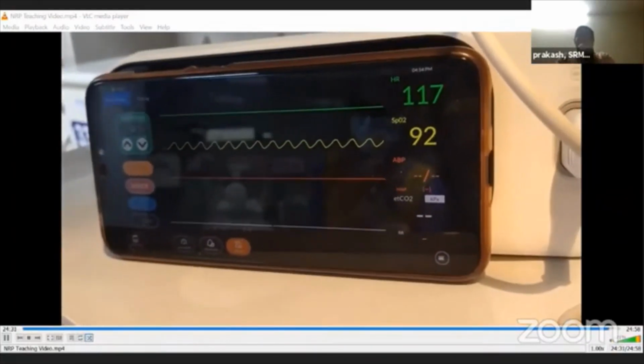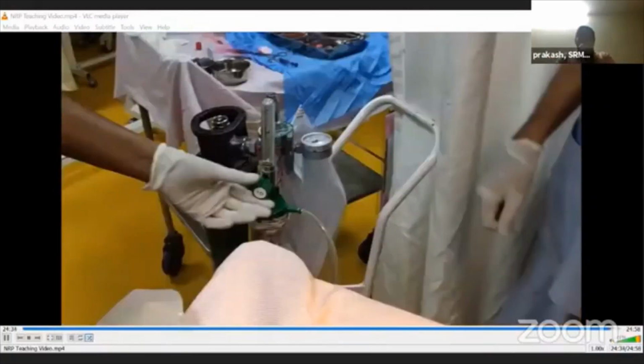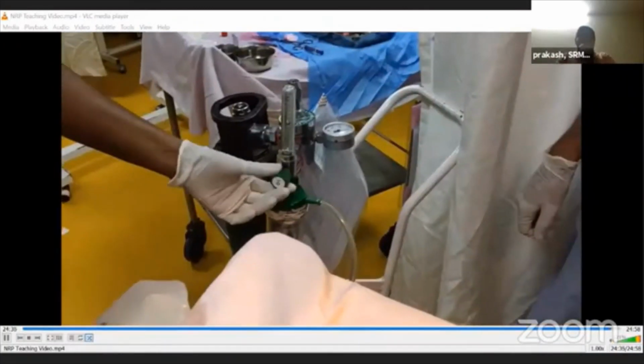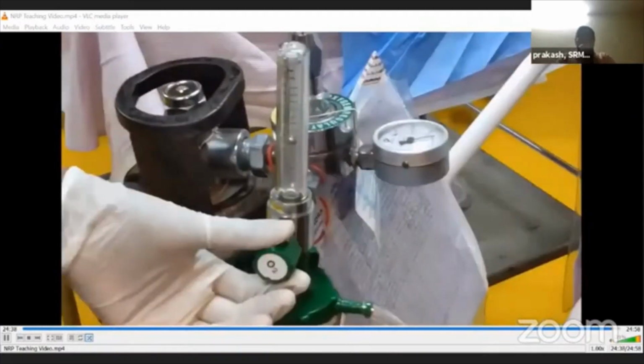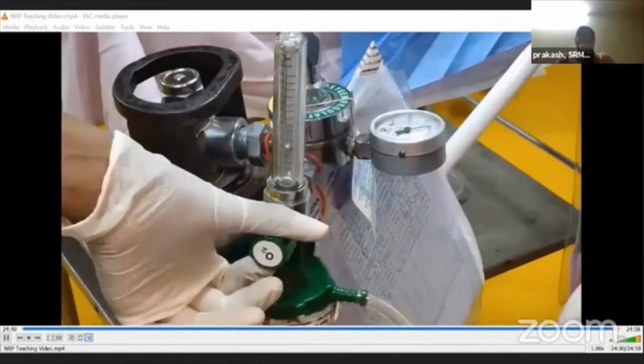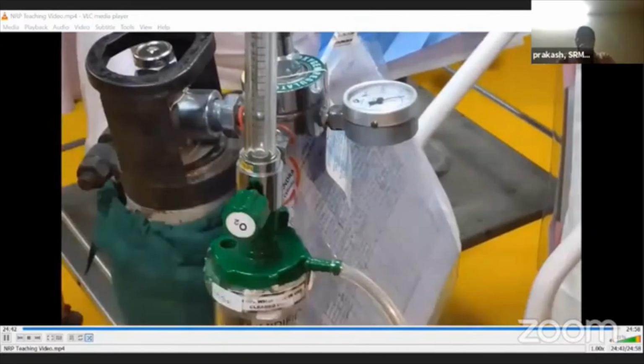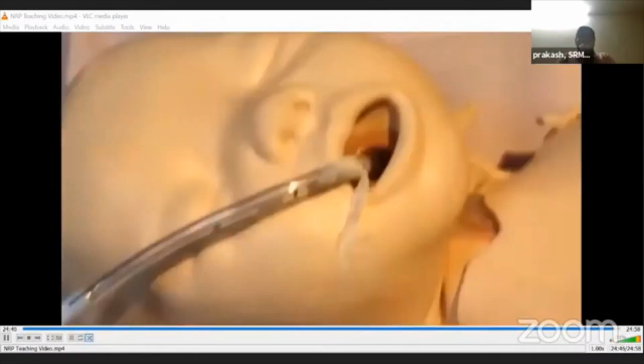Reducing the oxygen. Now we are at 10 liters per minute. So we're just going to reduce the oxygen delivery to the baby. Either you can, if you have a blender, reduce it through a blender. And if you do not have a blender, then probably you can reduce the oxygen flow rate delivered through the bag and mask, watching the saturation. The saturation is good.